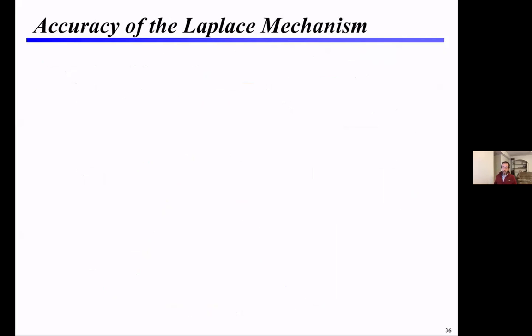So what have we done? We've seen this Laplace mechanism, and we've seen some examples of functions that fit the framework where we can bound their global sensitivity. The last thing I'd like to do is give you some tools for analyzing the accuracy of the Laplace mechanism a little more generally, because we're going to need these in class.